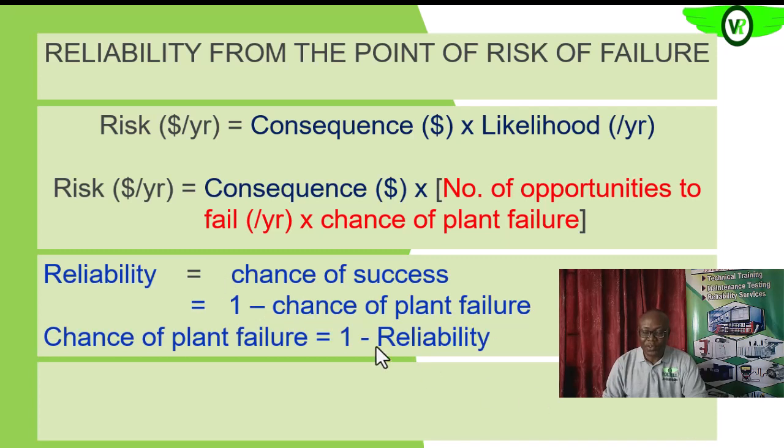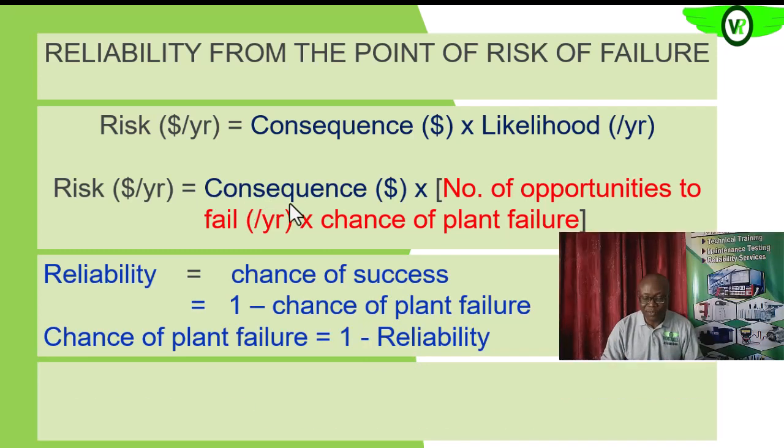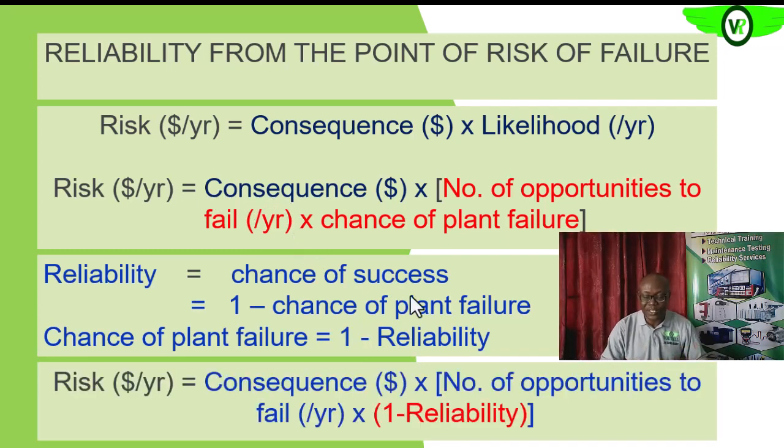So if we impute this chance of plant failure into this very first equation, what we have is that the risk level of that particular asset is the consequence times the number of opportunities to fail, which is the condition now, times 1 minus the reliability, which is the event, or the chance of plant failure. Are we getting it? So we see the direct relationship between the risk associated with the operations of the asset and reliability.